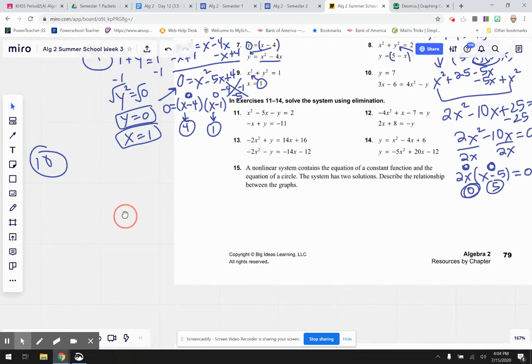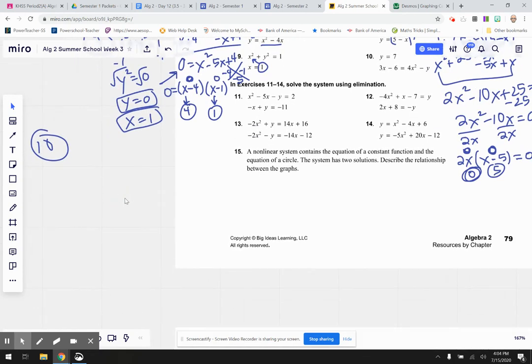I'll do that over here. So I'm going to rewrite the equation. It's going to be 3x minus 6 equals 4x squared, and then minus y is going to be minus 7. So we need to get it equal to 0 because it's got an x squared in it. That means we got to get 0. So I need to subtract 3x, and I need to add 6. So that's going to give me 0 equals 4x squared, negative 3x, and negative 1.